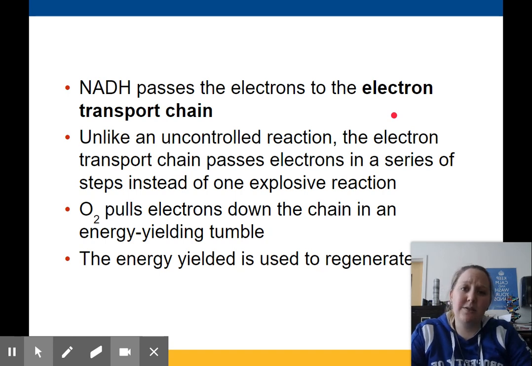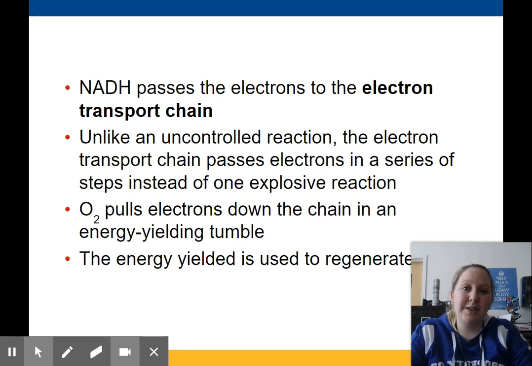NADH passes its electrons to the electron transport chain. Unlike in a controlled reaction, the electron transport chain passes those electrons through a series of different proteins instead of causing one explosive reaction to happen. The difference is we get a slow release of energy over time versus one big burst of energy, and then our cell doesn't have any energy left to do work.